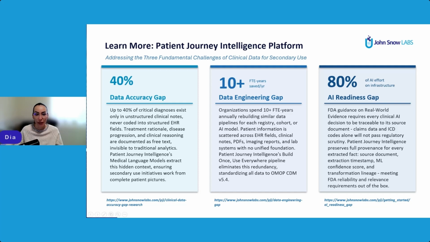FDA guidance on real-world evidence requires every clinical AI decision to be traceable to its source document. ICD codes and claims data alone are not sufficient. Patient journey intelligence preserves full provenance for every extracted fact: source document, extraction timeline, machine learning confidence score, and transformation lineage. So you meet FDA requirements from day one. Our mission at John Snow Labs is to reach expert-level accuracy at scale, to build registries that update daily, reflect every patient's reality, and do so with less manual effort and fewer errors.